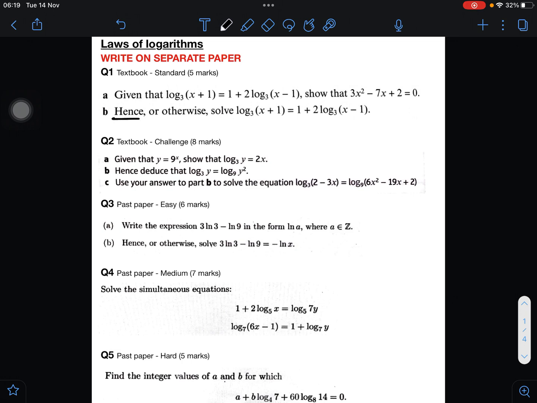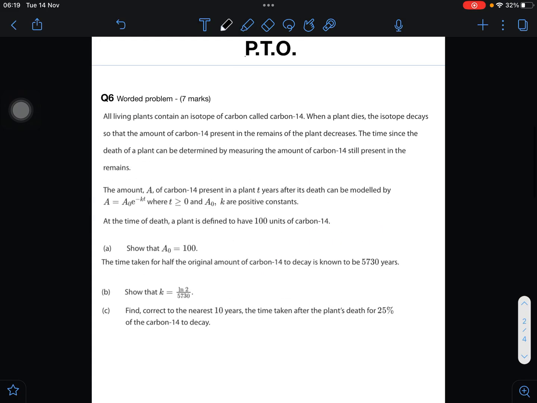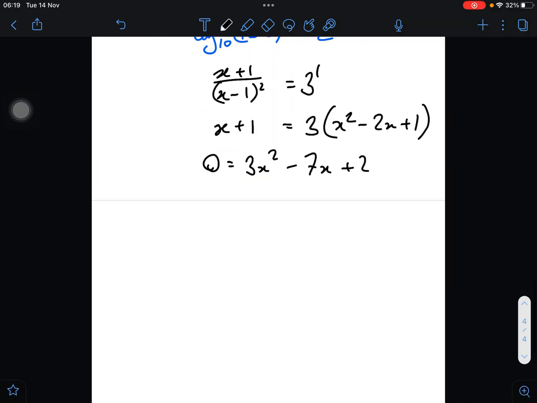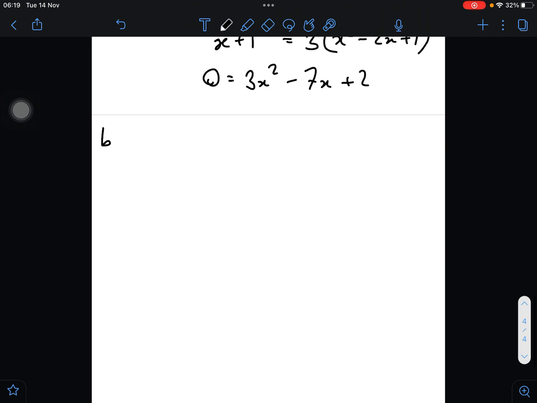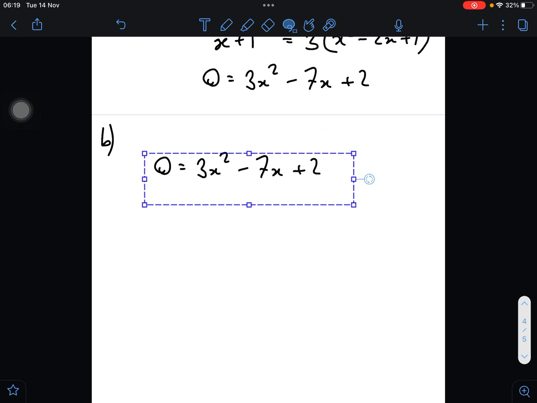Hence or otherwise, hence. That's the key word here. Hence means you're basically going to use your part A. In fact, in most part Bs, you use your part A. So let's use part A here. We've got our quadratic, so this here, and let's just factorize it.